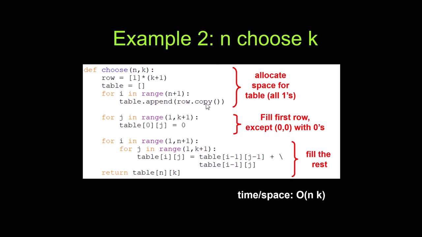So notice we use row.copy so that we have distinct copies for all the rows. On the second point, we need to make sure that in the double for loop, i means row and j means column, and use i and j correctly. With these two points taken care of, we have a correct code, and the time and space complexity are O of n times k.